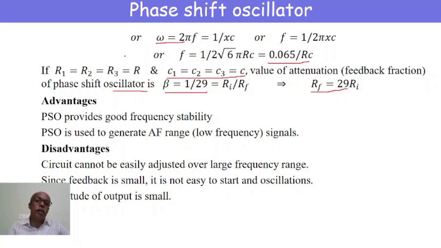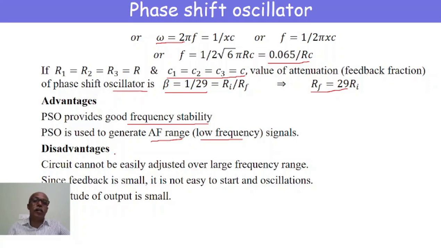The advantages of this phase shift oscillator are that it provides good frequency stability. The stability of the output voltage is very good in case of the phase shift oscillator. And this phase shift oscillator produces low frequency signals. The frequency of the output signals is very low, and it will be in the audio frequency range.